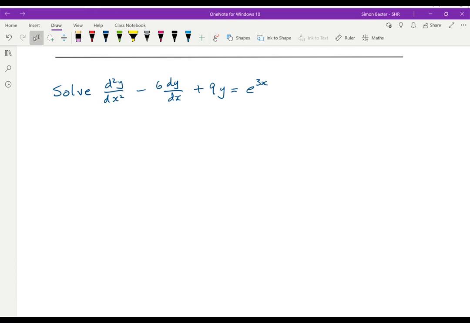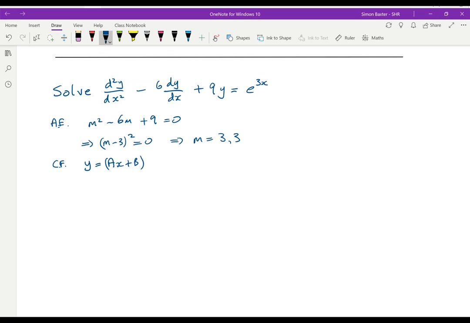The third example looks fairly similar to the one we've just done, but I'm afraid it has a bit of a difference. So let's find the auxiliary equation. M squared minus 6m plus 9 equals 0. That is m minus 3 squared equals 0, and therefore m equals 3 or 3 coincident roots. If we have coincident roots, the rule is that y is equal to ax plus b times e to the 3x.